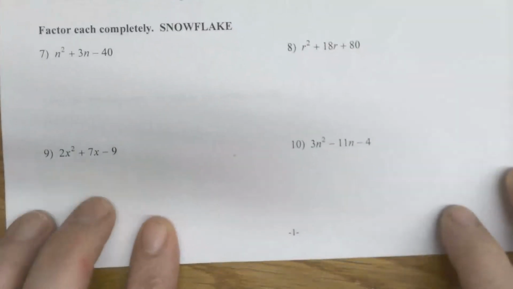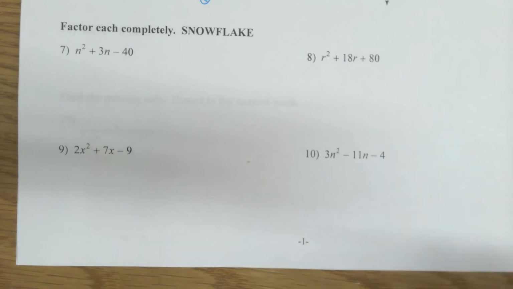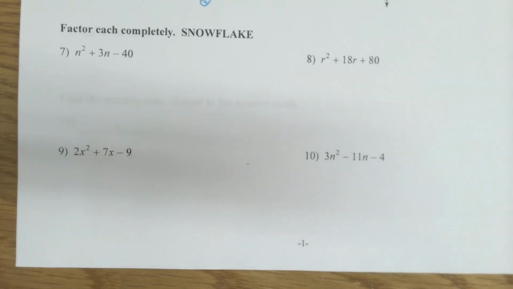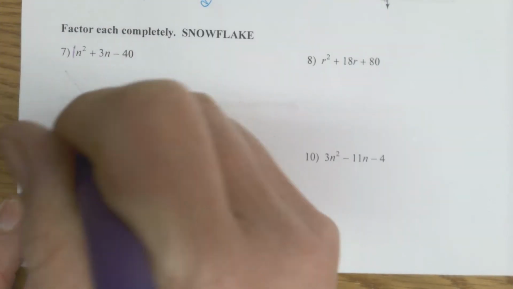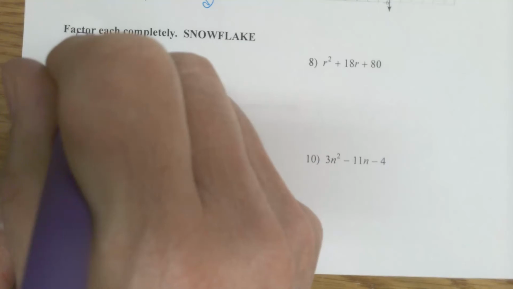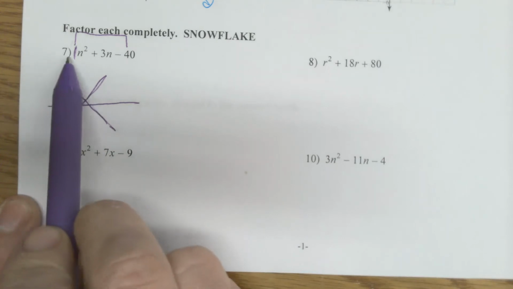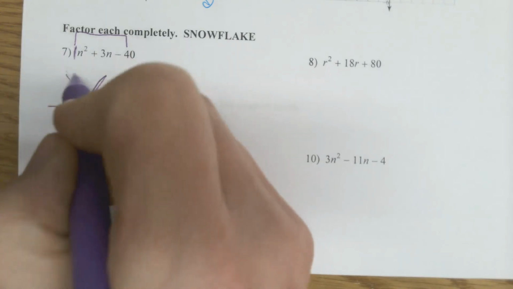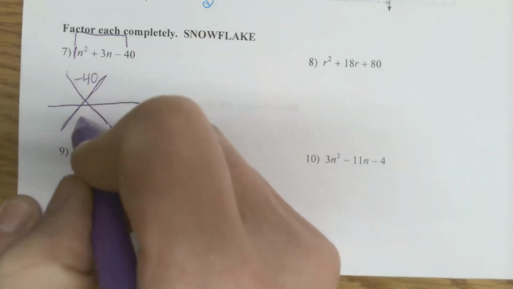So do you guys remember snowflake? Yeah. Okay. How does the snowflake work? Yep, make that x. Correct. Remember, it's the number in front times the number in back. If I don't see a number in front, it's a 1. So 1 times negative 40 gives me my top number. And then the bottom number is 3.